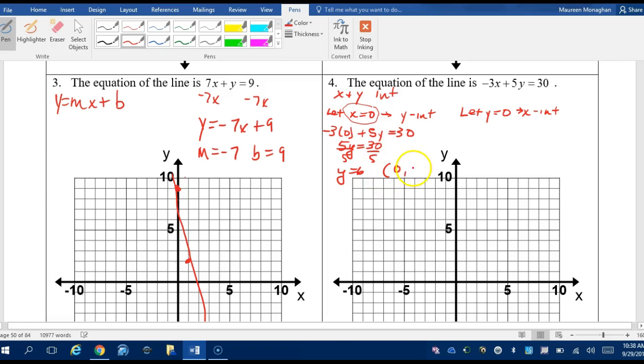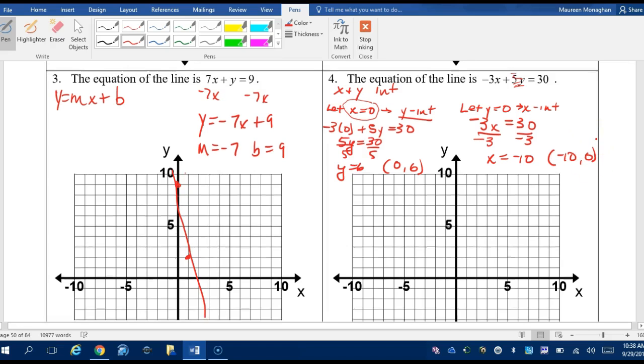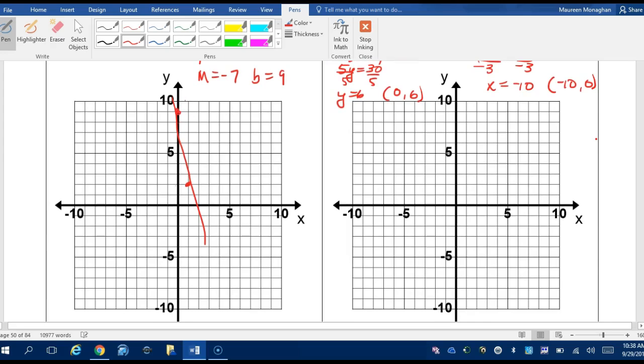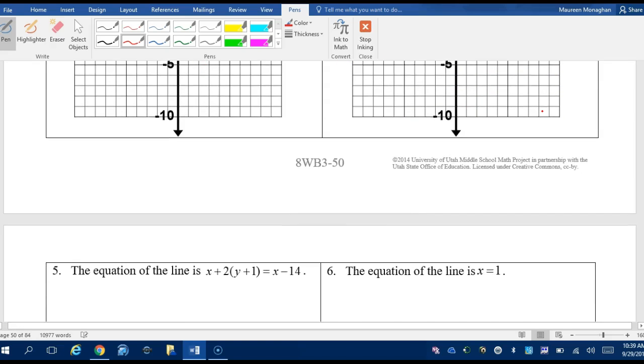So one point is (0, 6). That's our y-intercept. For the x-intercept, the y's disappear. So I'm just going to go like that, because this just goes away. Alright, divide by 3, negative 3, x equals negative 10. So this point is (negative 10, 0). There's 2 points. As long as you have 2 points, you can plot your line, graph your line. So (negative 10, 0) is here, 6 here, and there's your line. It's a beautiful thing.